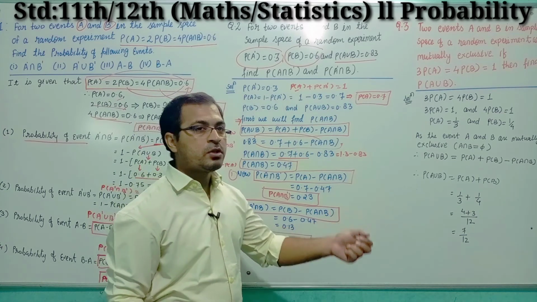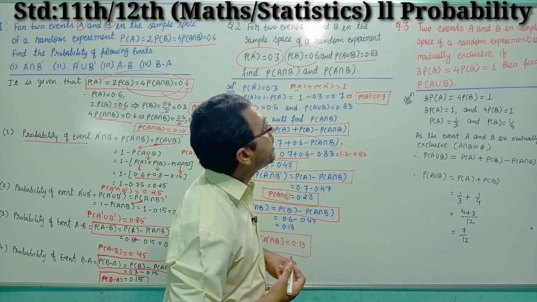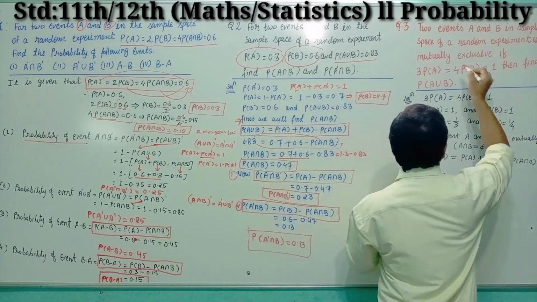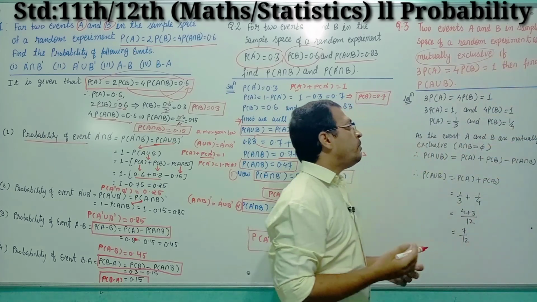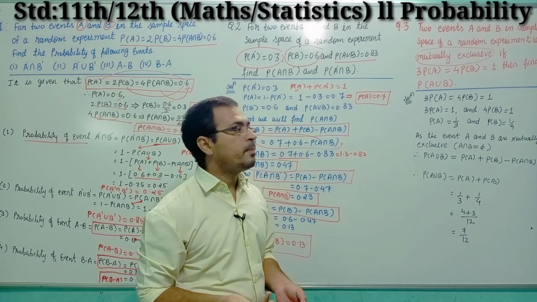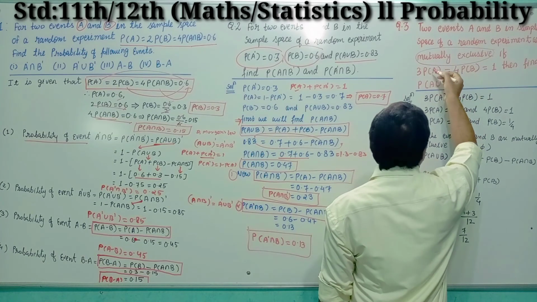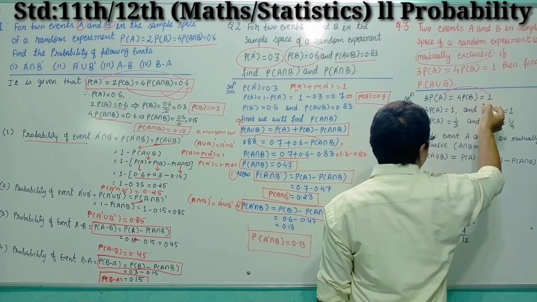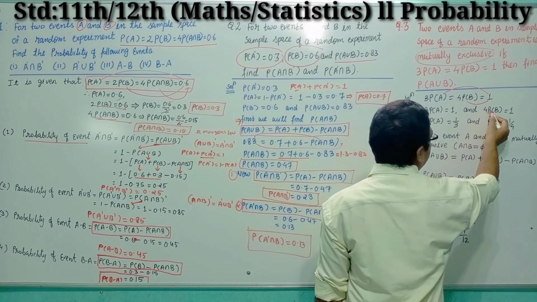Okay, now the final question of this video lesson. Two events A and B in the sample space of a random experiment are mutually exclusive. The important term is, students, mutually exclusive. We know that in mutually exclusive events, the intersection of two events is always null. Null means phi. So from the data, 3 times P of A is equal to 1 and 4 times P of B is equal to 1.